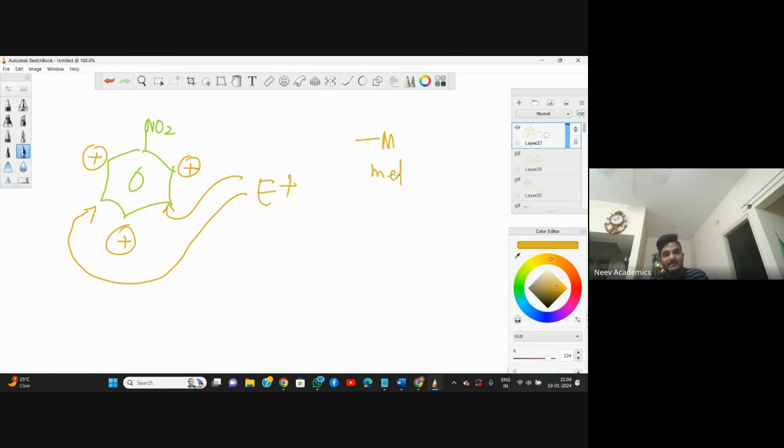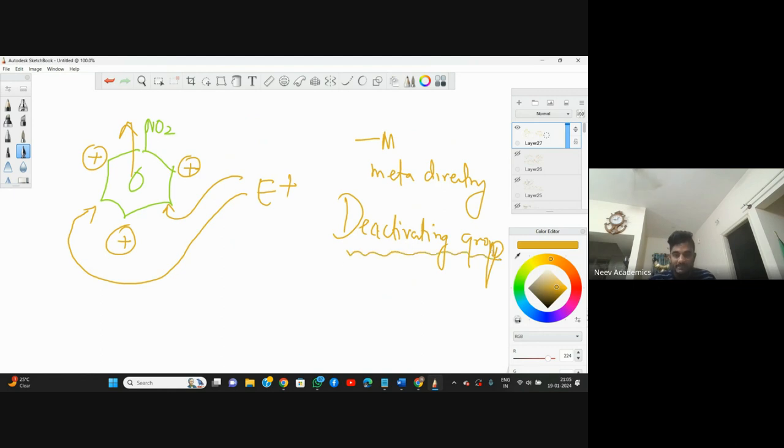This is meta directing, and we'll also call it a deactivating group towards the benzene ring for the electrophilic substitution reaction, because it is actually taking electron density away from benzene. So if you are taking it away, electrophile attack on the benzene will be reduced. Why? Because we need electron density for the electrophile to be attracted towards the benzene ring. That's why it's called a deactivating group of the benzene ring towards electrophilic substitution reactions.